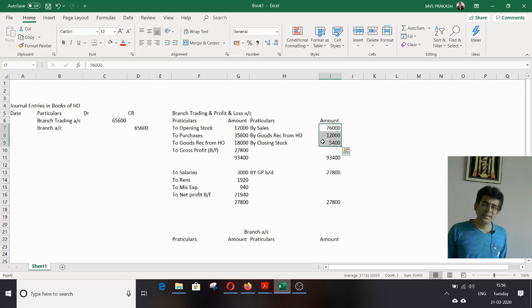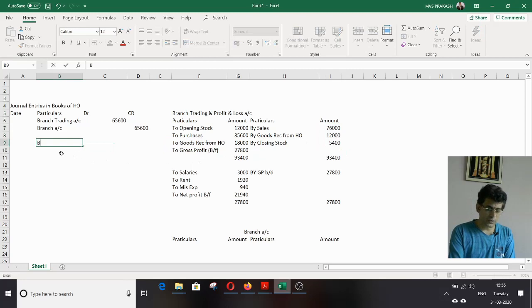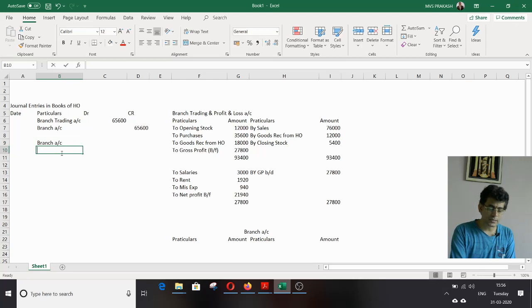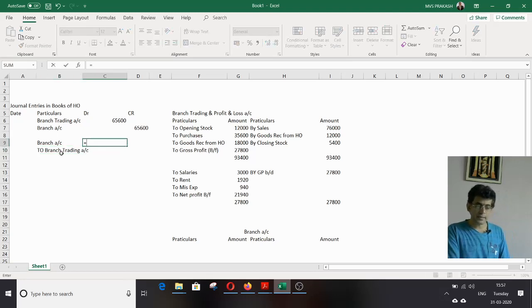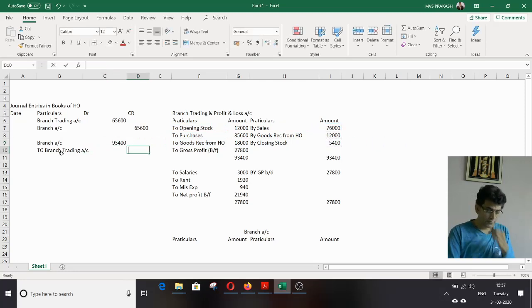So to bring this, what I will do? I will debit my branch account, and I have to credit something called as branch trading account. I will do this. So ultimately branch account, what is the total? Sales, goods, closing. So total put together 93,400 and 93,400. Now I got a gross profit of 27,800.